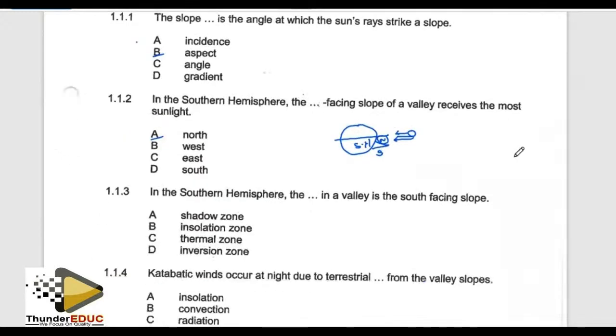1.1.3. In the southern hemisphere, the shadow zone in a valley is the south facing slope. What does that mean? It means that the shadow zone is being obstructed or does not receive direct heat. Therefore, it will have shade, or that side will be a bit much cooler. That is why we say in the southern hemisphere, the valley will be the shadow zone.